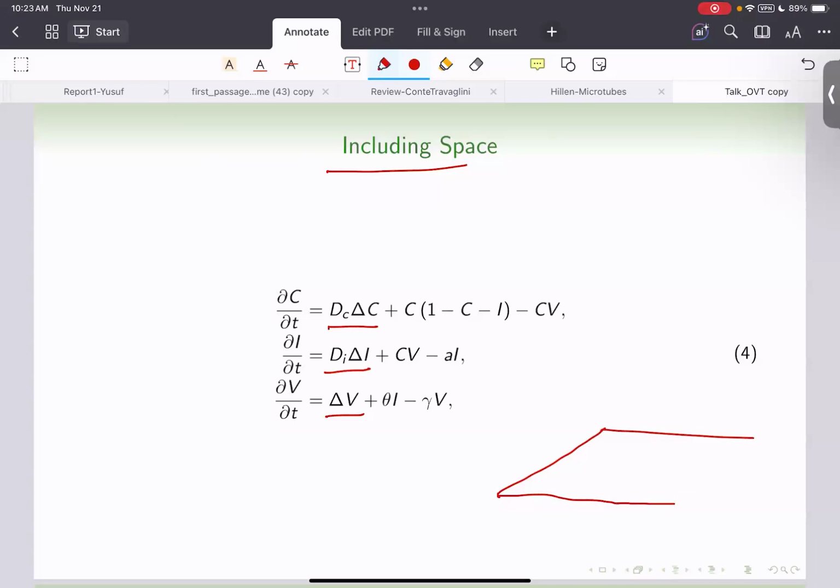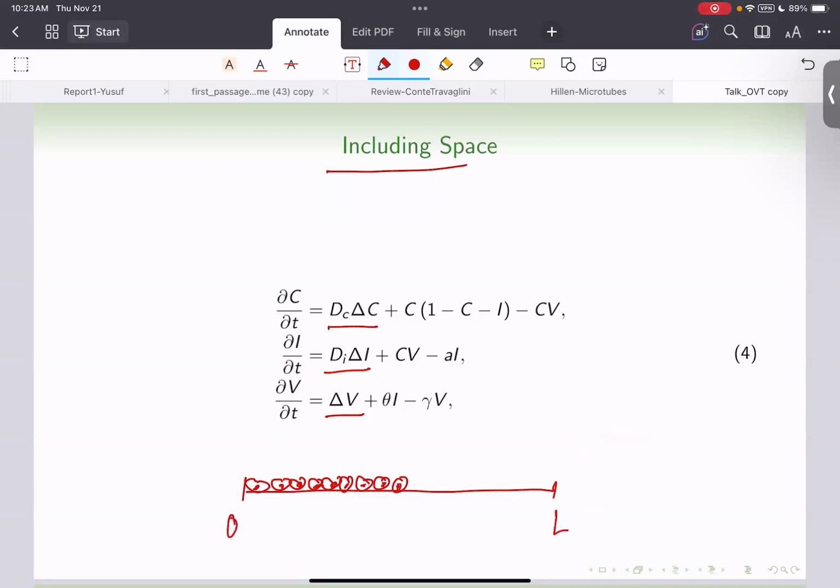Let me draw a one-dimensional picture first. So let's say we have a domain here, and here are the cells, and they're all lined up. I do a one-dimensional picture first. Give them a little nucleus. Now, let's call this 0 to L.